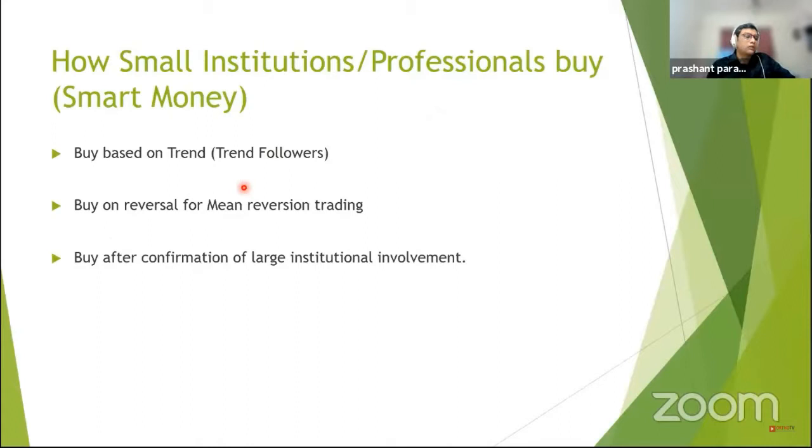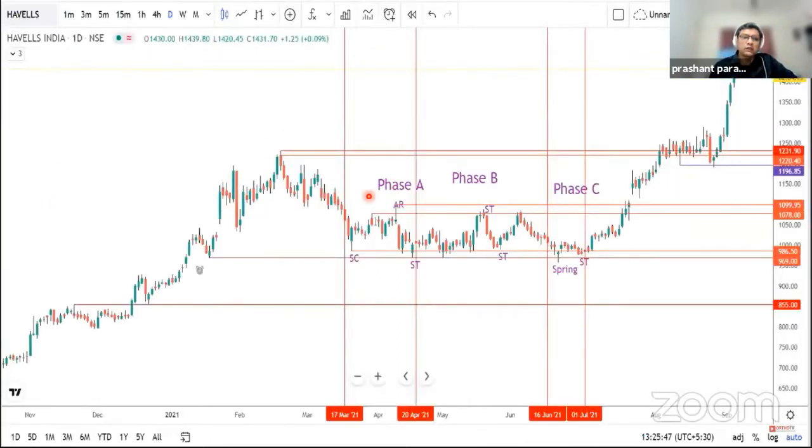Then there are different kinds of smart people who know how to find out there is institutional involvement, and they try to take positions at the time when institutions are ready to mark up the stock to higher levels. So this was a chart of Havells which I had shared in groups.